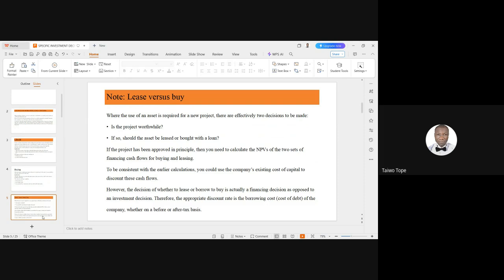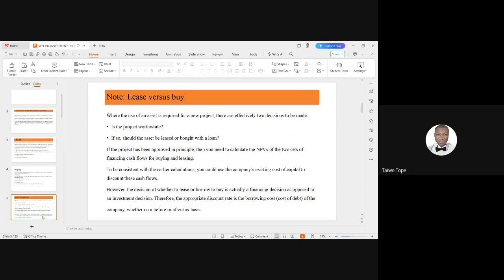In the case of the financing decision, should we buy it using a loan or internal funds, or should we lease the asset? These are questions begging for answers in relation to lease. Now, how do we evaluate buy versus lease? Once the project is already approved, you compare only the financing cash flows.